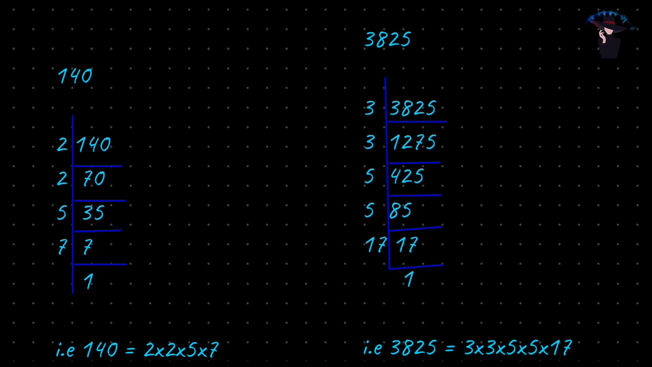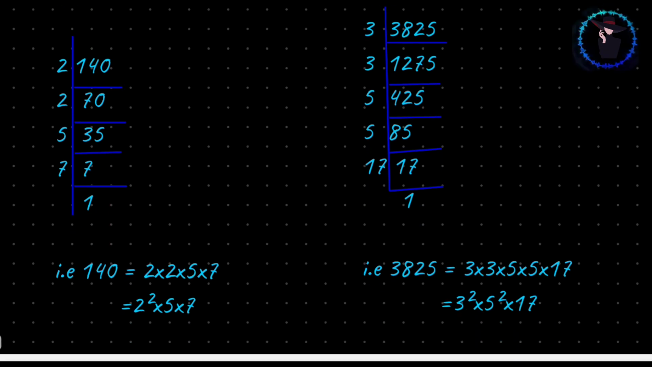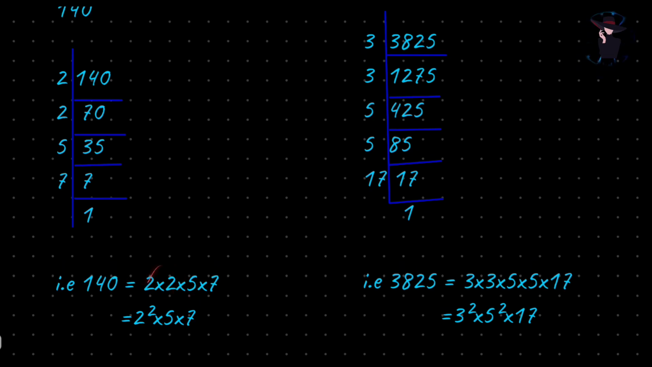7 comes in only the 7 table. 7 is also a prime number. 7 1s are 7, which you should do until we get the number as 1 remaining. So the factors that we got here are 2, 2, 5 and 7. How many 2's do we have? 2. So 2 square. How many 5 do we have? 1. So 5 into 7.